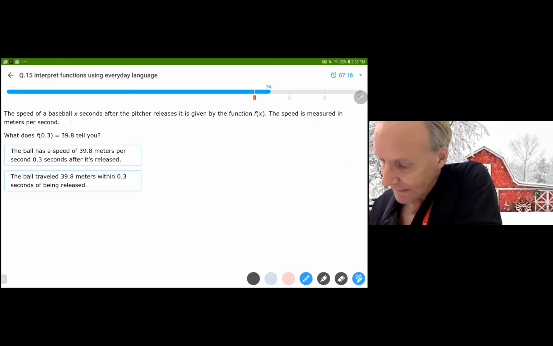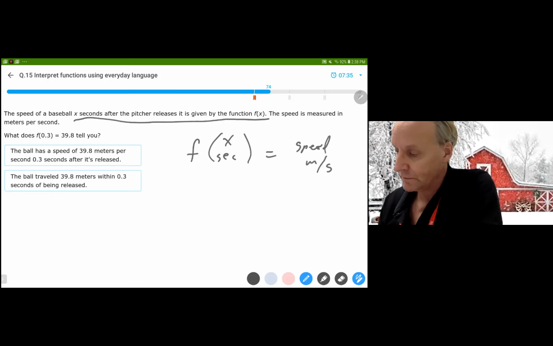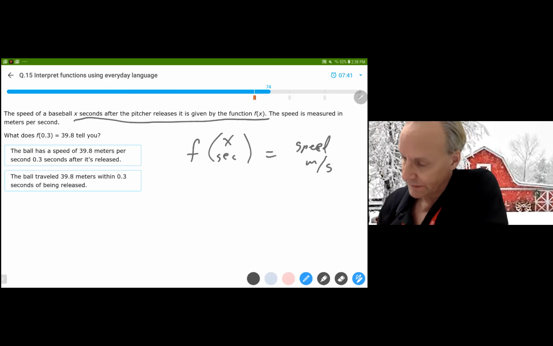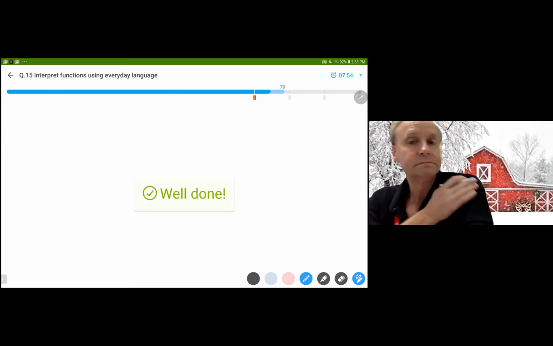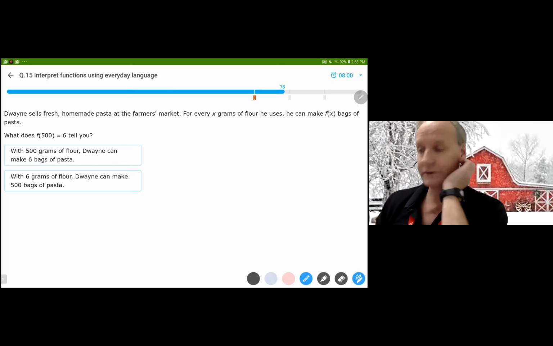All right. The speed of a baseball, X seconds after the pitcher releases it, is F of X. So this is F of X seconds after the release. This is the speed in meters per second. So speed, meters per second. I should write a little better. There we go. So after 0.3 seconds, the speed is 39.8 meters per second. That's the one. And you pretty much have to write it out. There's just no real good alternative to it.